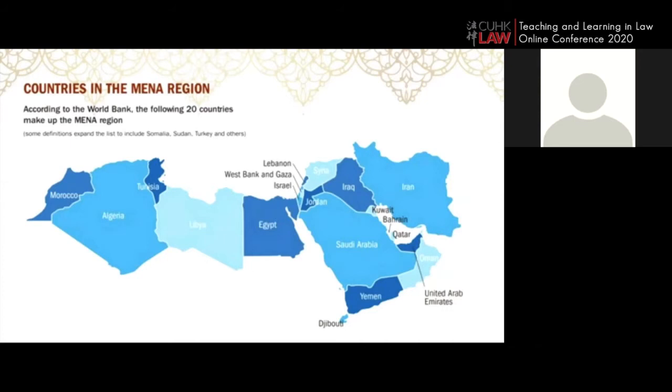But also, all MENA states, except for Iran, have ratified the Convention on the Elimination of All Forms of Discrimination Against Women, CEDAW. So that's another reason why.